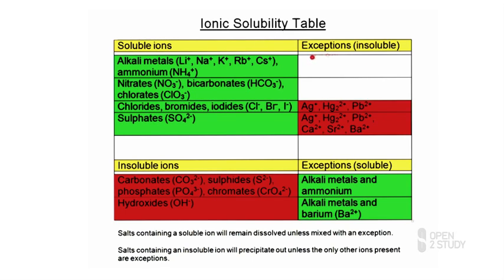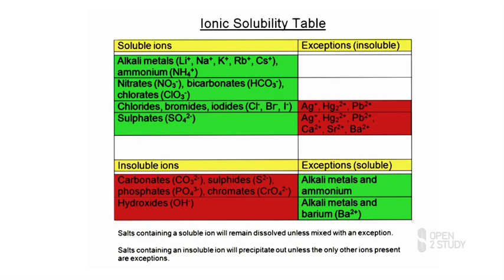If you then look at the other side of the table, it lists the exceptions there. And you can see there are no exceptions. So any group 1 metal ion, potassium ions or sodium ions, any other one from group 1 on your periodic table, they will remain in solution and there's no other ion you can add from this list that will cause them to precipitate out. Very happy there.